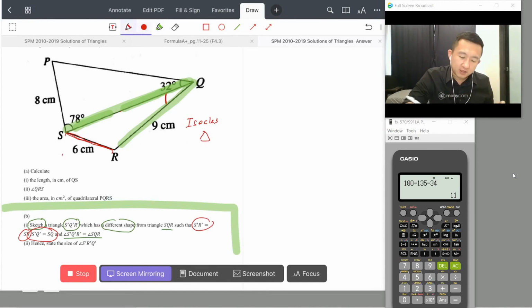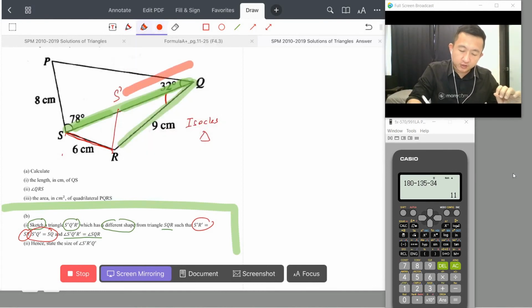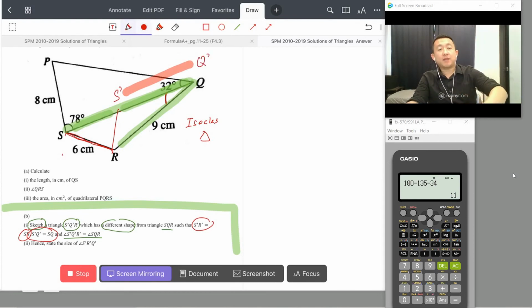Why? If I have an isosceles triangle in this case, so this is my S prime. Try to measure from here to here. This is my S prime Q prime. My S prime Q prime after that, and my SQ before that, the green and the red color line, the length is different, right? So that could not be the case.